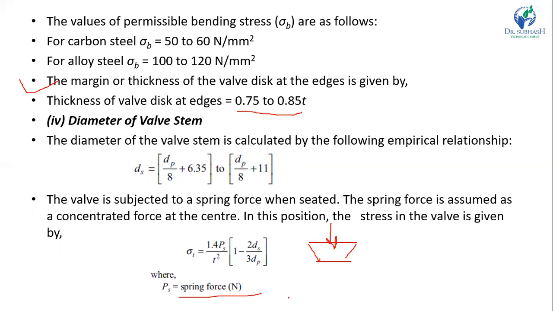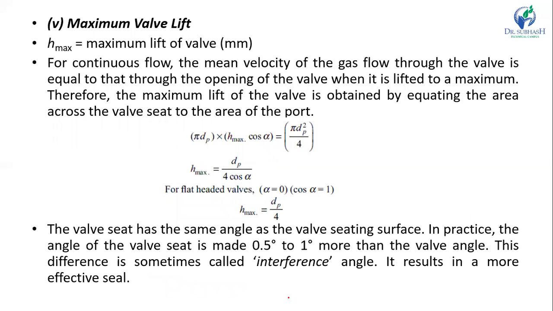Okay, and the next is the maximum valve lift. How much the valve can maximum lift, that is its up and down movement. That is the maximum lift. So h maximum is the maximum lift of the valve, in millimeter.